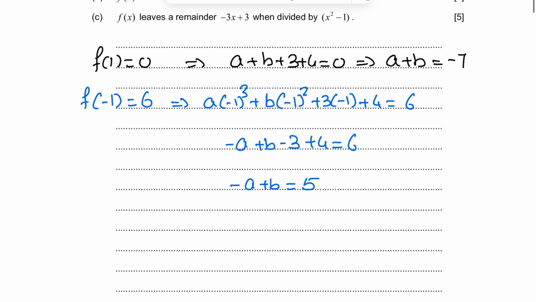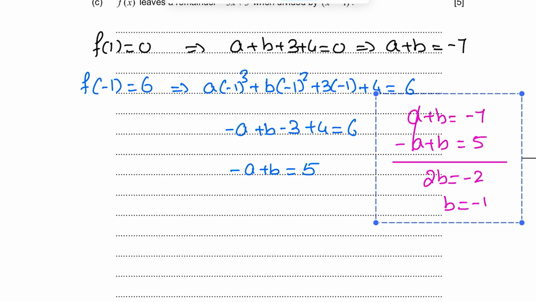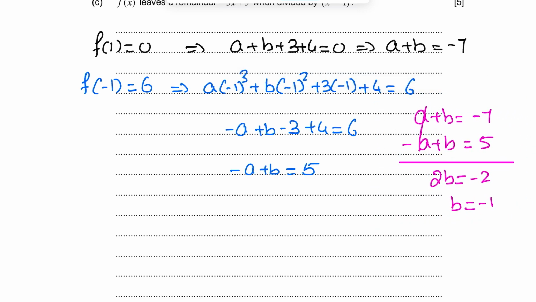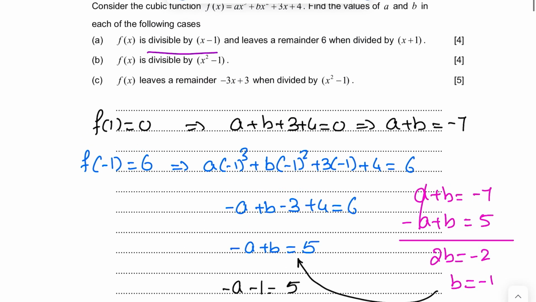Solve these two equations. What are those two equations? a plus b equals negative 7, and negative a plus b equals 5. Add both. The a and negative a get cancelled. 2b equals negative 2, b equals negative 1. So I got the value of b as negative 1. Now plug in this b in any one of the equations. So negative a minus 1 equals 5, negative a equals 6. So a equals negative 6.